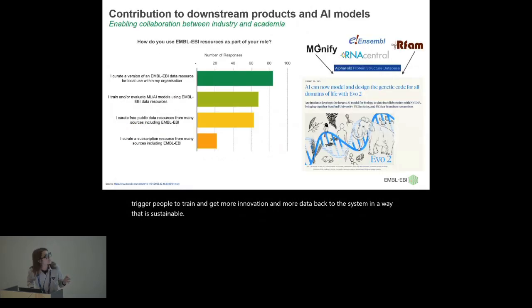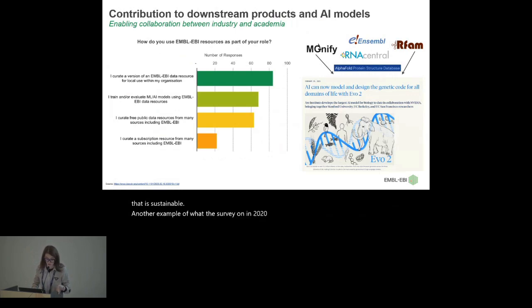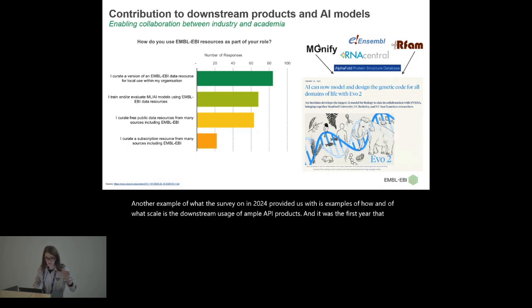Another example of what the survey in 2024 provided us with is examples of how and of what scale is the downstream usage of EMBL-EBI products. And it was the first year that we also added an option as to whether people started training AI or ML models with our data. A recent example found here.